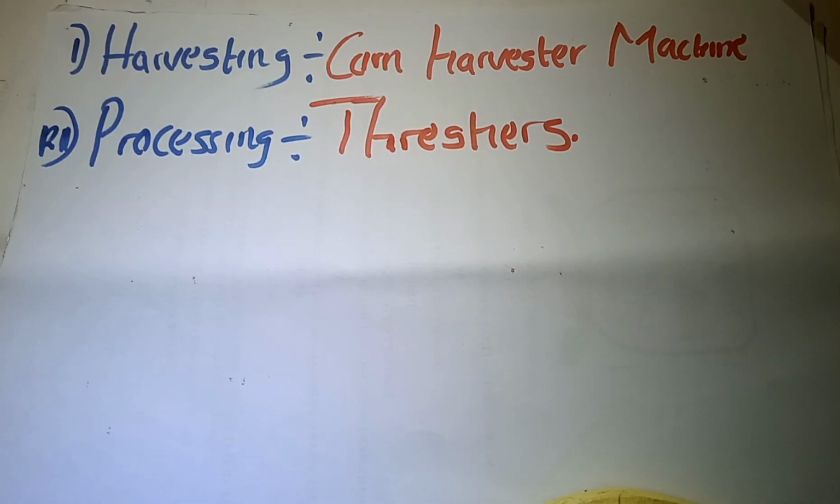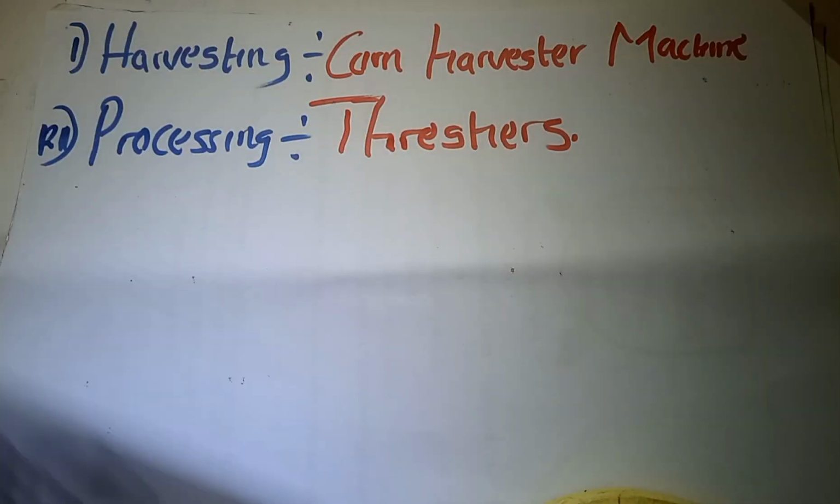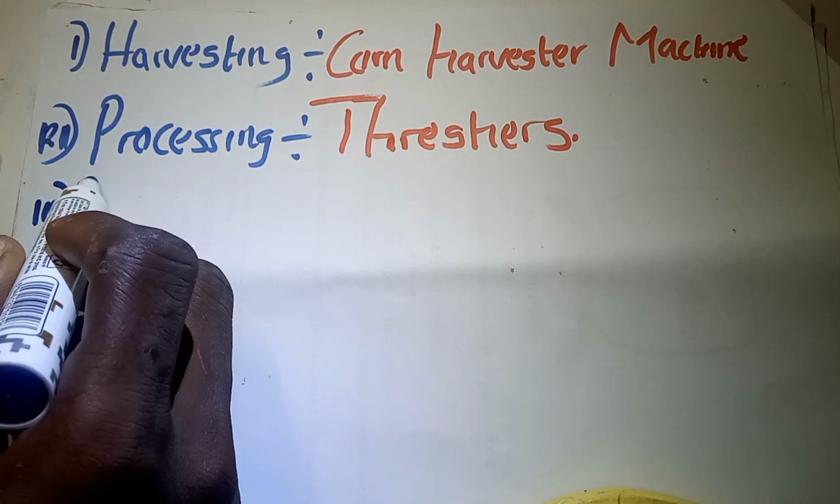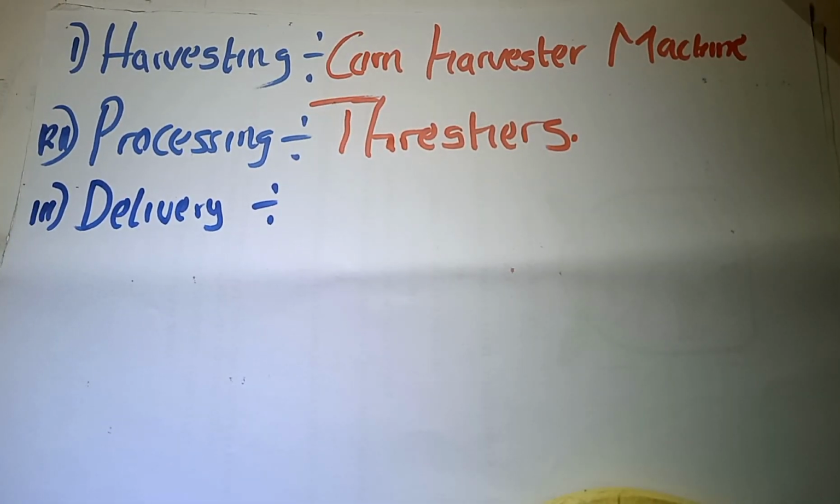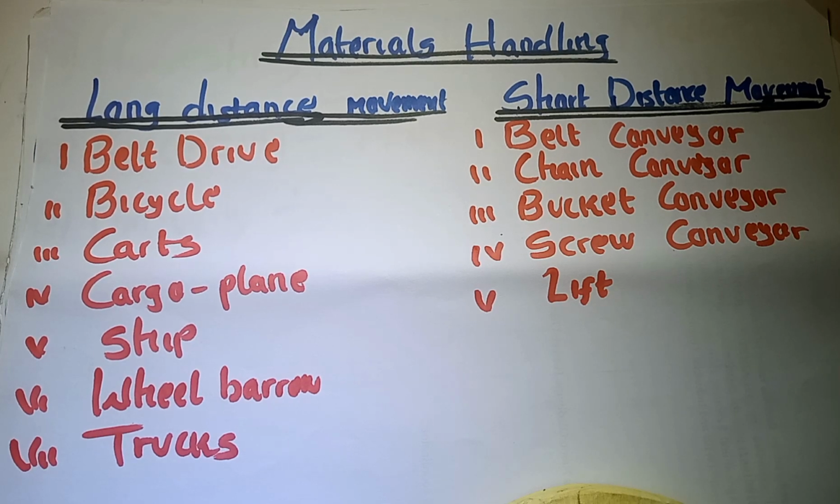So now the third question says, after processing, delivery. Now this is where I want you to pay attention very well. Delivery. Don't forget the gifts that I gave you before. As you know quite well, in order to deliver the maize, we have to cover some distance. You get what I'm saying? So in an attempt to cover the distance, what are the equipment that is suitable for such distance? That is what we'll be dealing with in this delivery aspect.